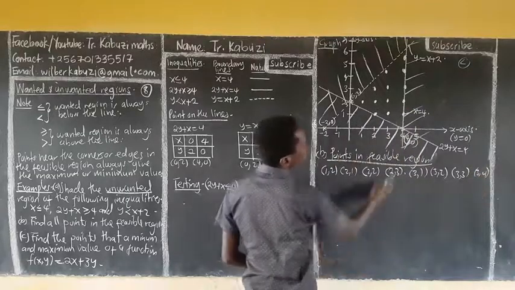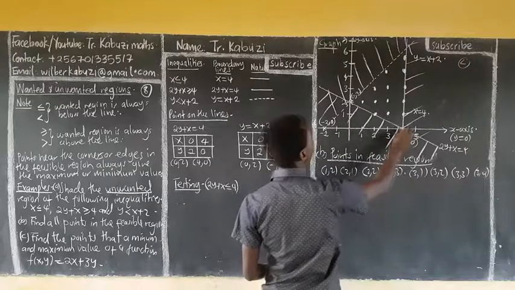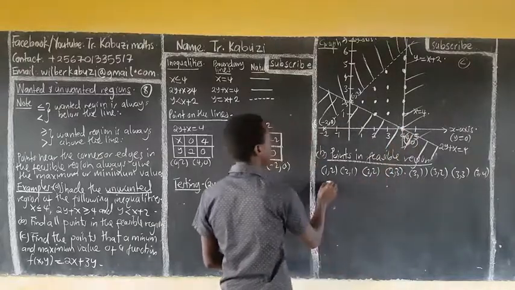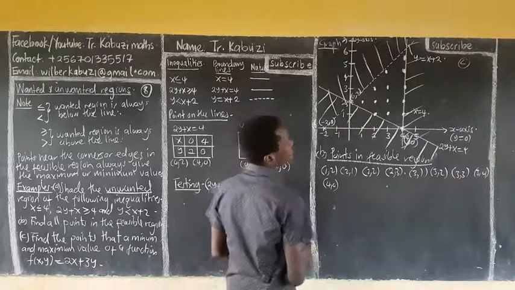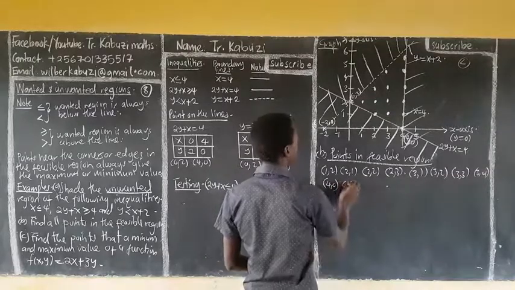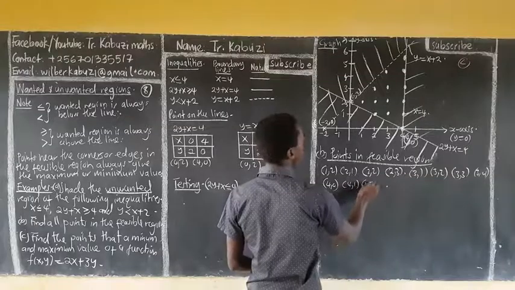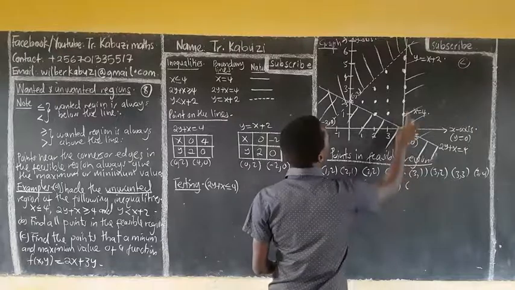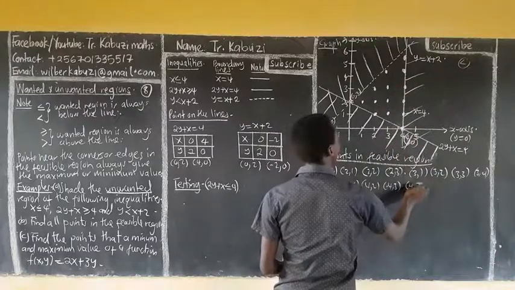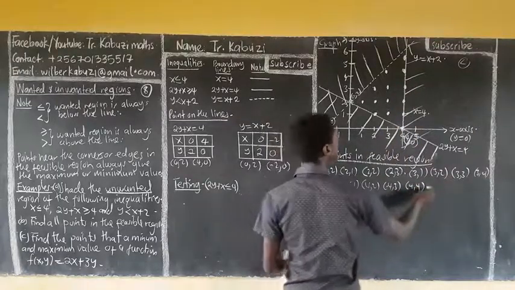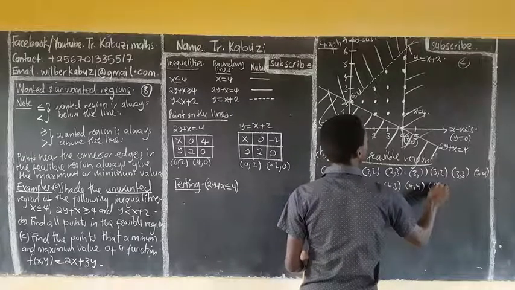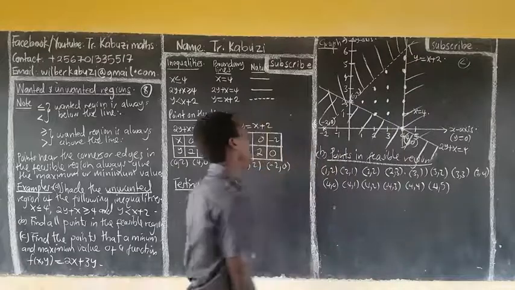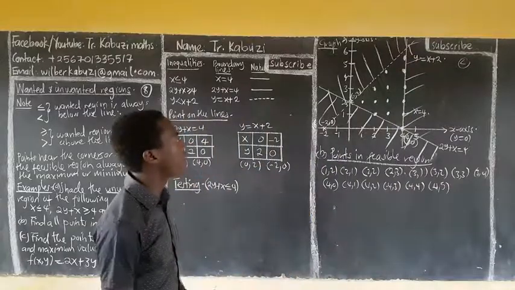Then I have this point here, this is also a point because these lines are solid. So I have this point as 4, 0. Then I have 4, 1, then 4, 2, then 4, 3, then 4, 4, then 4, 5. This one I can take. So now those are the points in my visible region.